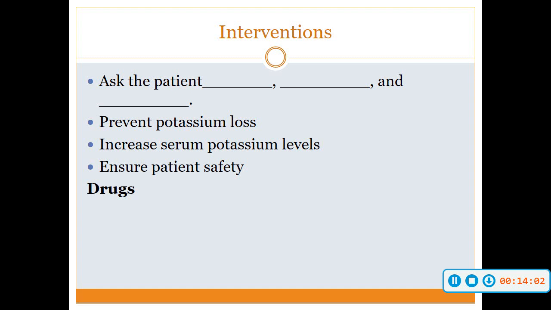So we want to ask the patient about their diet. Okay, the first blank is diet. What foods are they eating that are high in potassium? I mean, that seems kind of like common sense. What are you eating? Medication regime, that's your second blank. Okay, are you taking any potassium-wasting medications? Are you on digoxin? Because we don't want them to be taking that and having low potassium. And what their health history is. Health history is the last blank there.